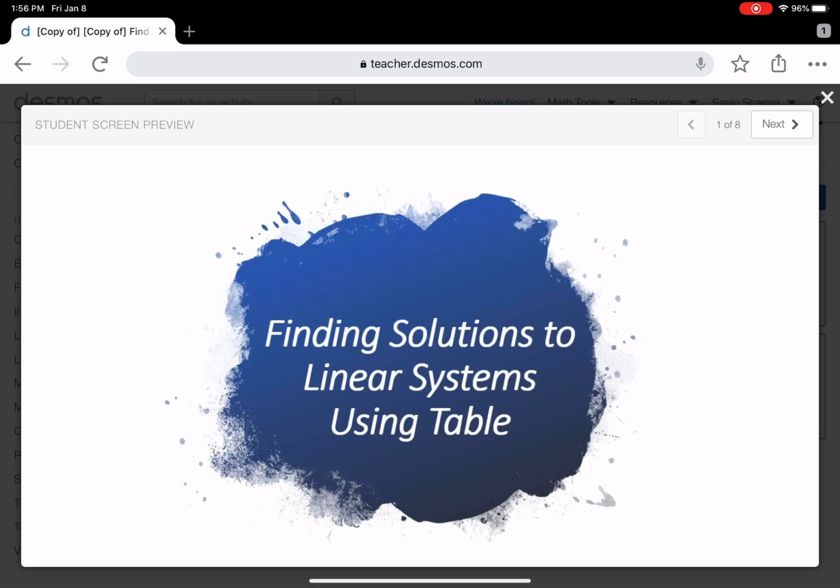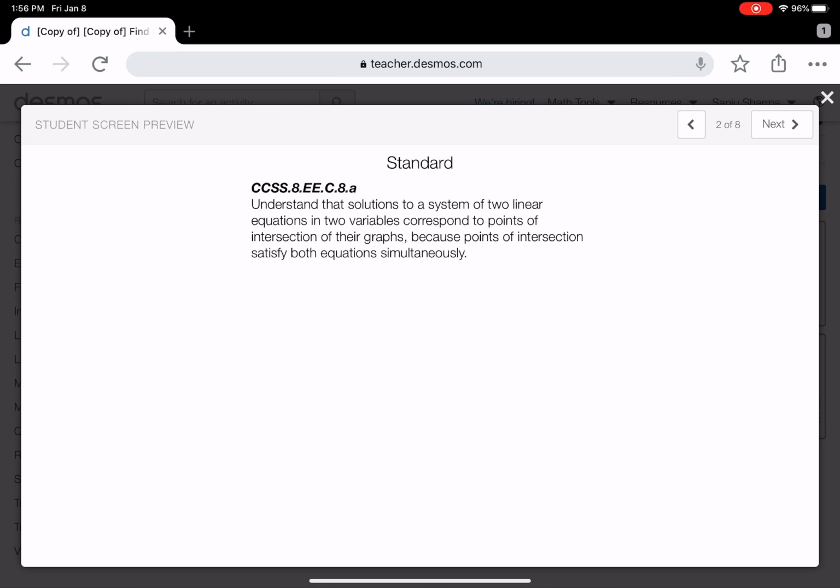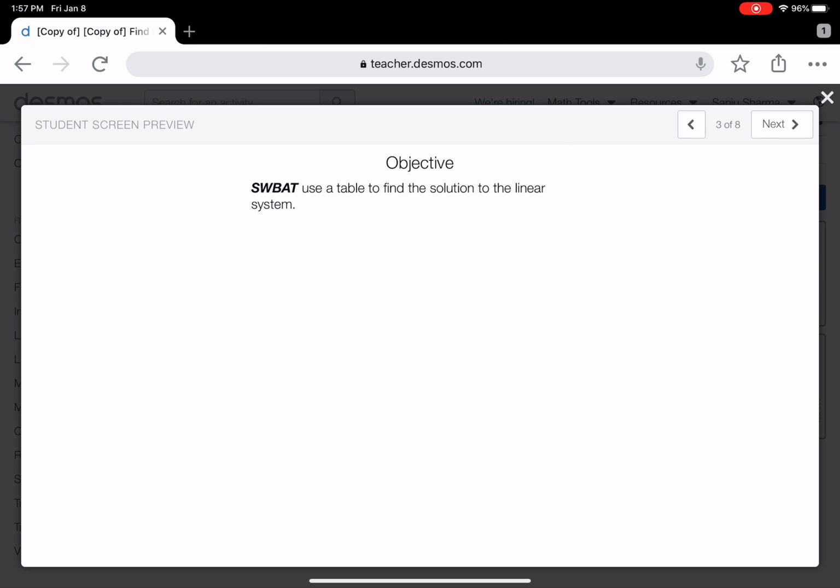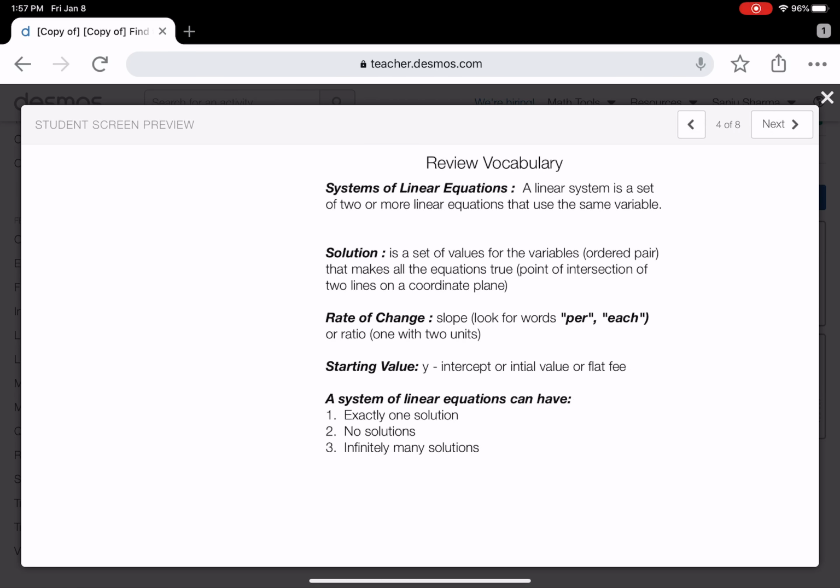Finding solutions to linear systems using a table. Standard: understand that solutions to a system of two linear equations in two variables correspond to points of intersection on their graph, because a point of intersection makes the equations true. It should satisfy that both equations are true when you plug in the ordered pair. Objective: students will be able to use a table to find the solution to the linear system.